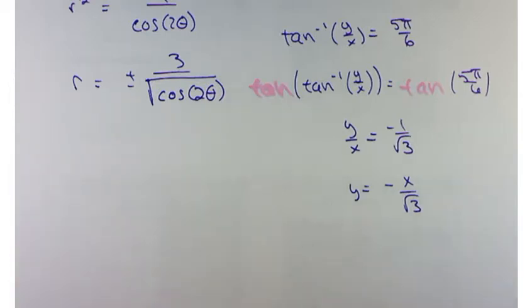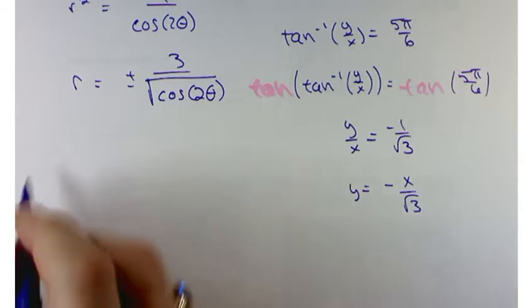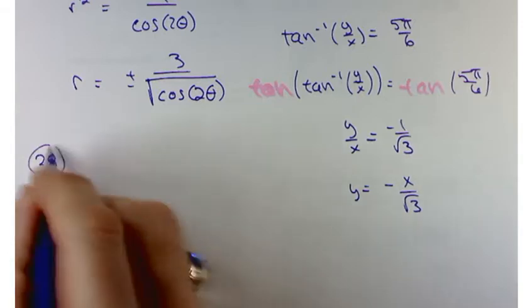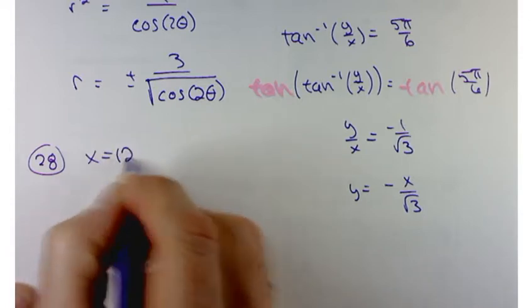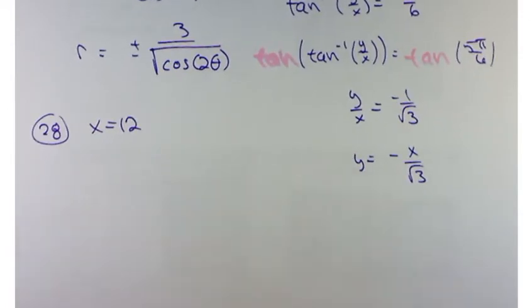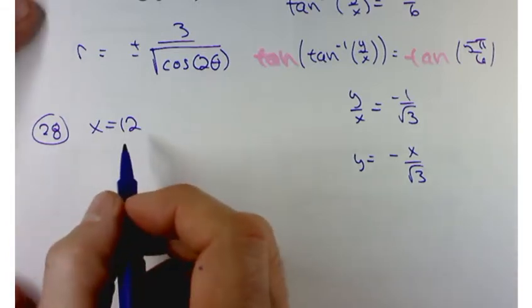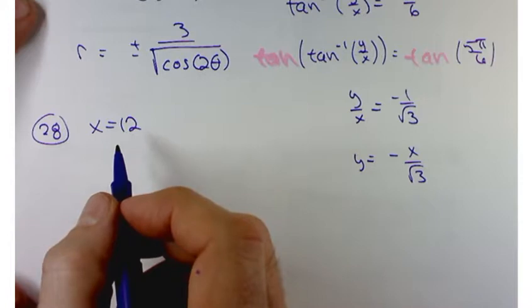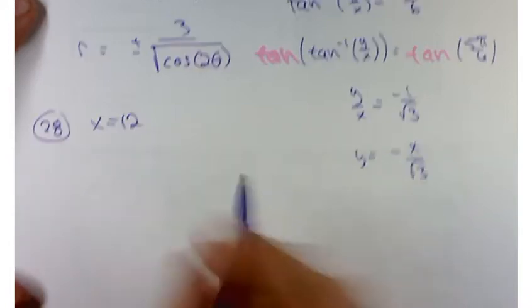Let's start out with problem number 28. x equals 12. Doesn't get much simpler than that. But if you needed to, you could convert this to an equation in rectangular or in polar coordinates. How would you start out? Dawood, any ideas? What would you start out with?